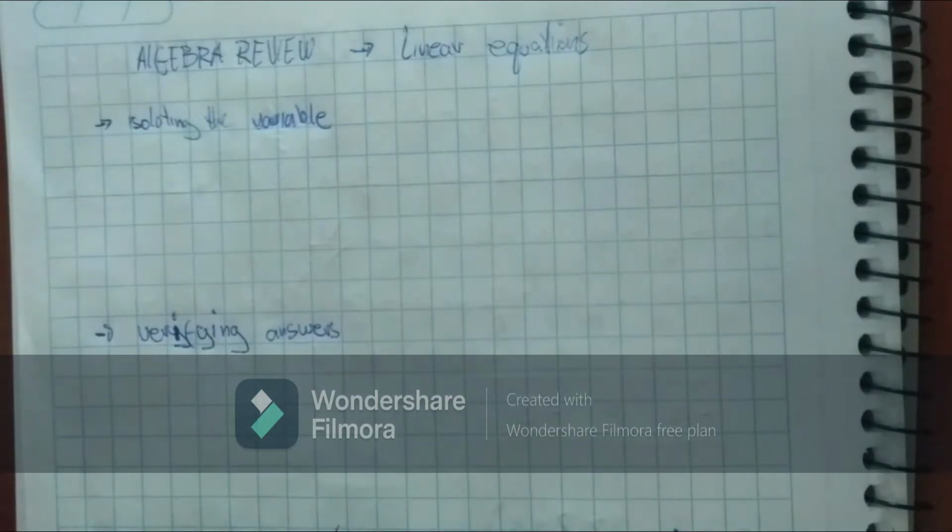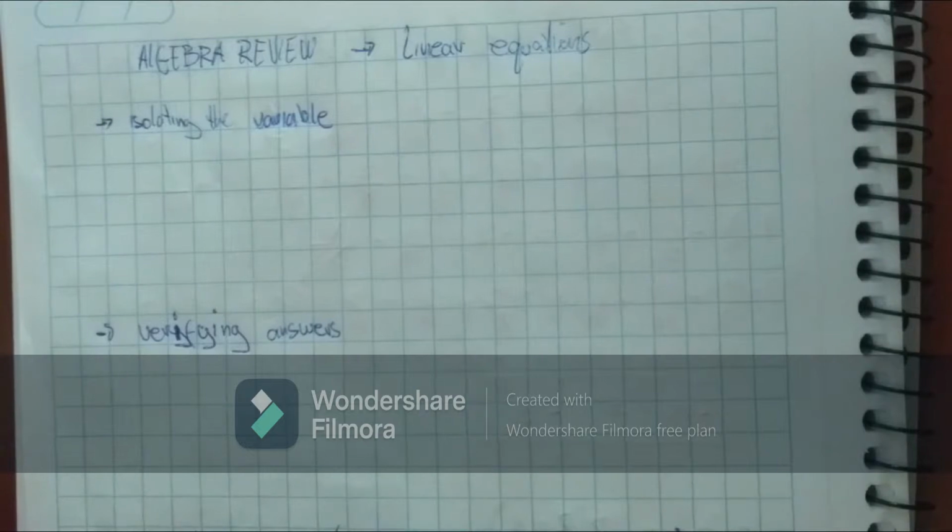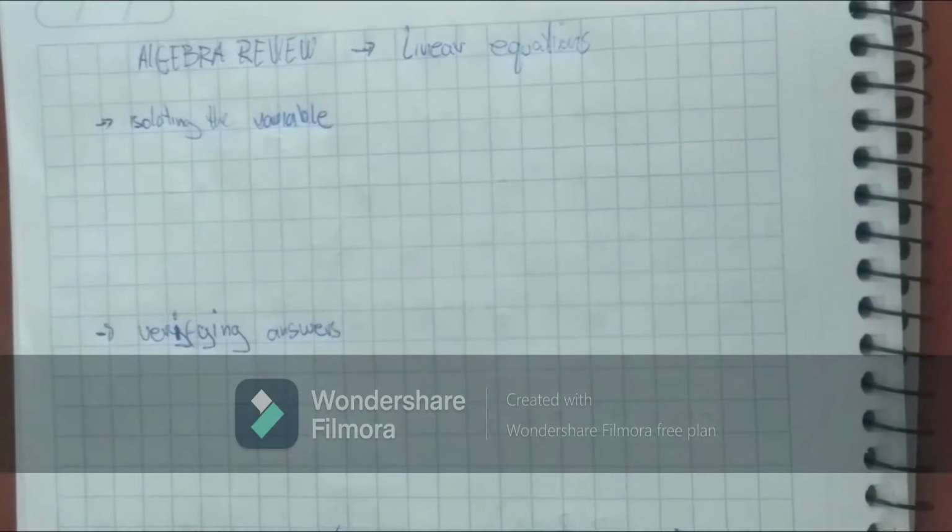Good afternoon. Today we'll be checking out linear equations. Today we have 3 learning goals: learn how to isolate the variable, verify our answers to see if our answer is correct, and learn a bit about special cases in linear equations.